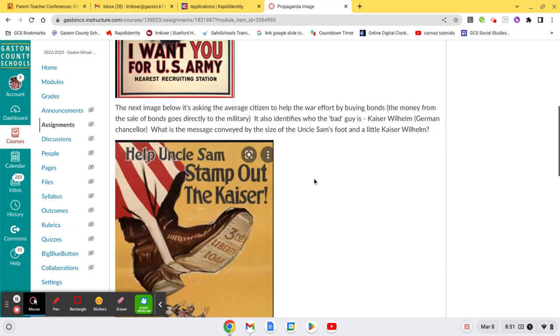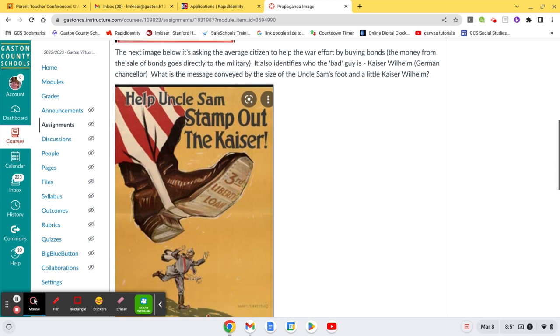So this image was asking the average citizen to help the war efforts by buying bonds. Bonds are a financial investment, and when you buy them, you have a piece of paper that says it's worth something, plus it will earn interest over time, and that money is being used by the military, in this case, to help fund the war, so it pays for troops and equipment and things like that. So this particular poster is trying to get people to buy these bonds. It doesn't say buy bonds. What it says is stamp out the Kaiser.